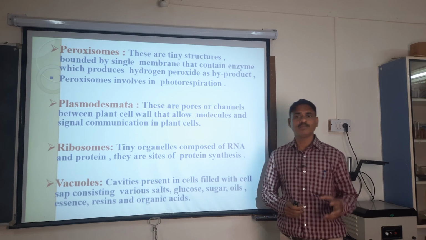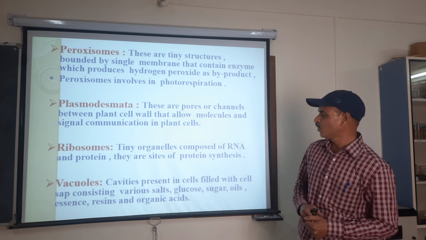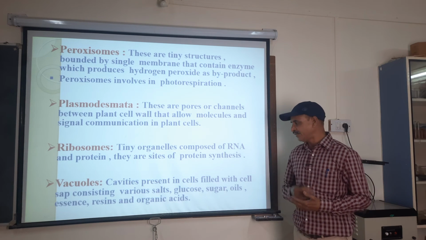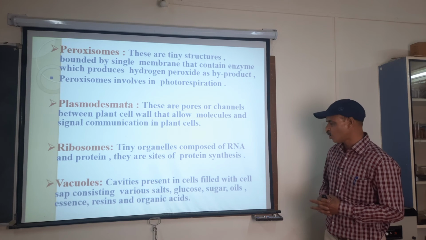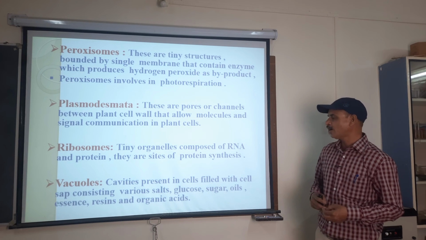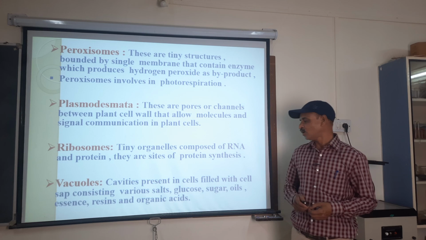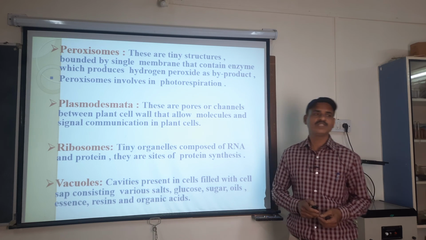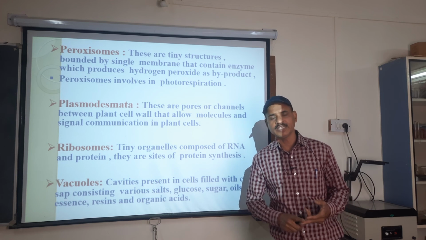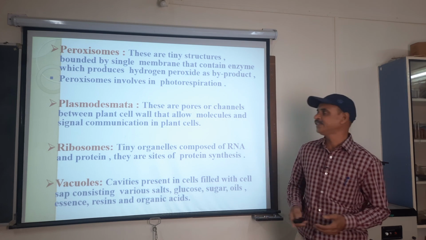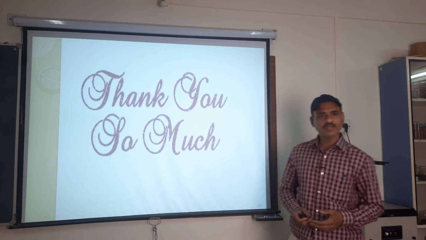The next cell organelle is the vacuole. These are nothing but cavities present in the cell filled with cell sap consisting of various salts, glucose, sugar, oil, essences, resins and organic acids. In this way we studied the prokaryotic cell, eukaryotic cell, their structural aspects and the common cell organelles and their functions. So thank you very much.